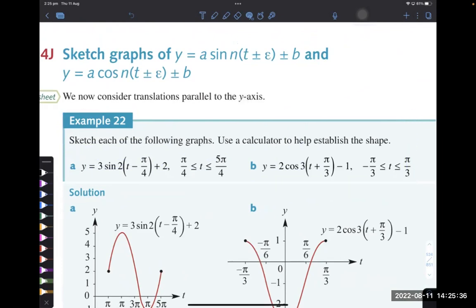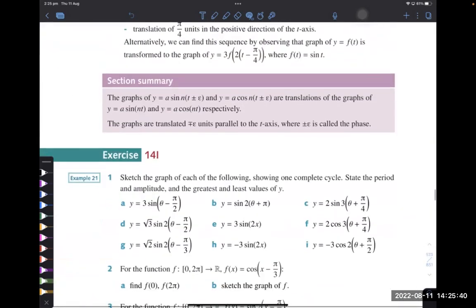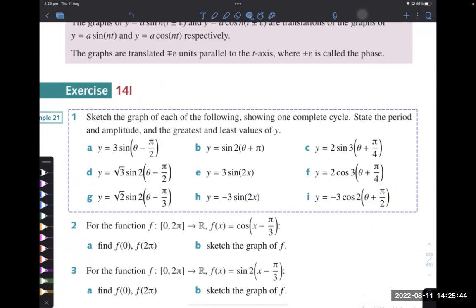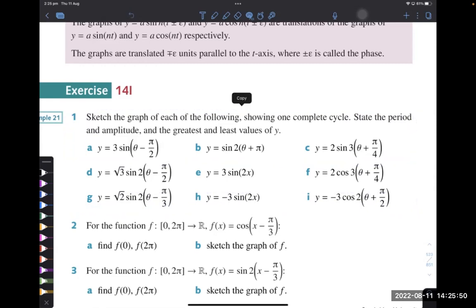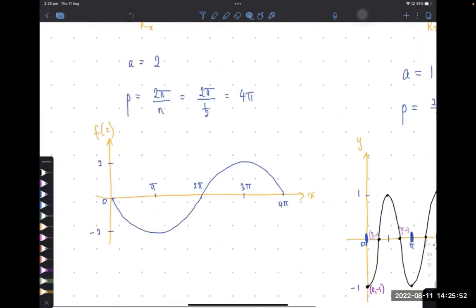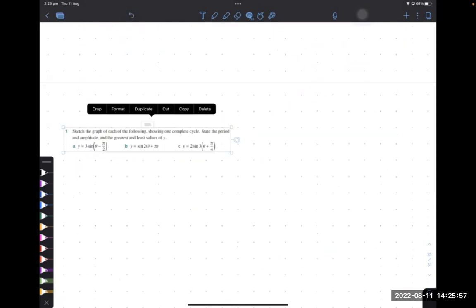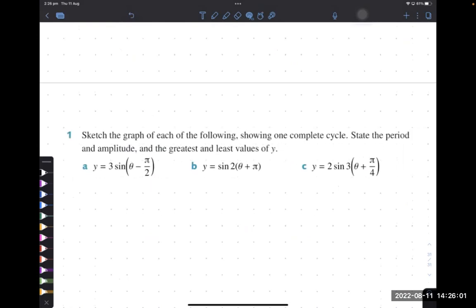God help me, like this thing. Actually, I won't. Ayun. 49. Because 14H was solving trigonometric equations. Can you show me the last one? Sorry? Never mind.